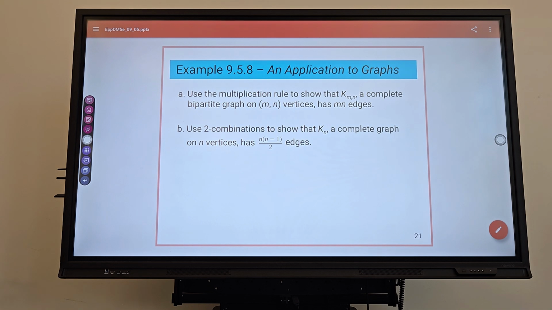Use the multiplication rule to show that K of m and n, a complete bipartite graph on m and n vertices, has m times n edges. Use 2-combinations to show that K, a complete graph with n vertices, has n times n minus 1 over 2 edges.